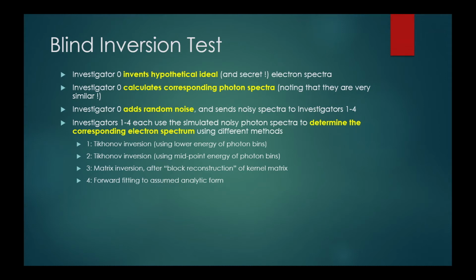And investigator number 4 simply did the tried and true method of forward-fitting functional forms. So assumed a parametric form for the electron spectrum and deduced the best values of the parameters by some kind of least squares type analysis.